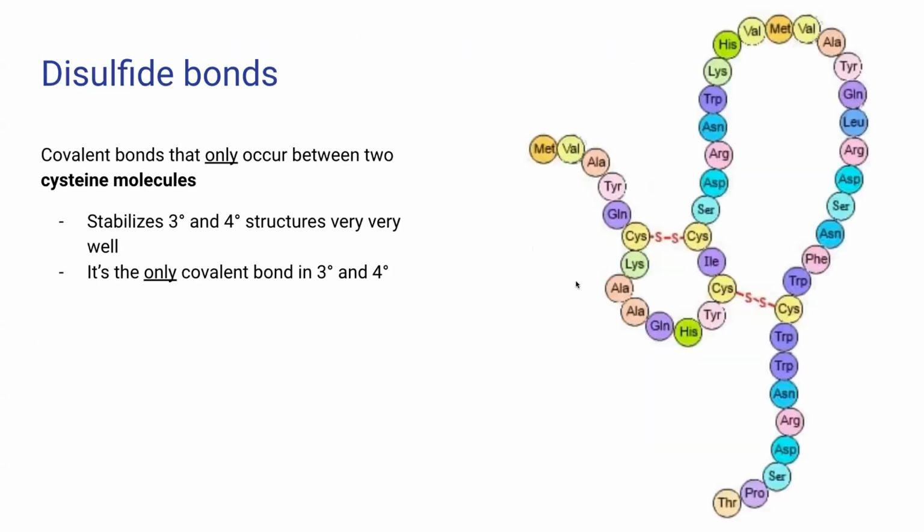And then this is the only type of covalent bond that we see in tertiary and quaternary structure. It's very strong. It happens between the sulfurs on cysteines. These are unlikely to break and unlikely to be disrupted by the environment of the cell at all. Like we talked about, covalent bonds are the strongest bonds that we see in this class. So just know that they're super strong and they only happen between cysteines.